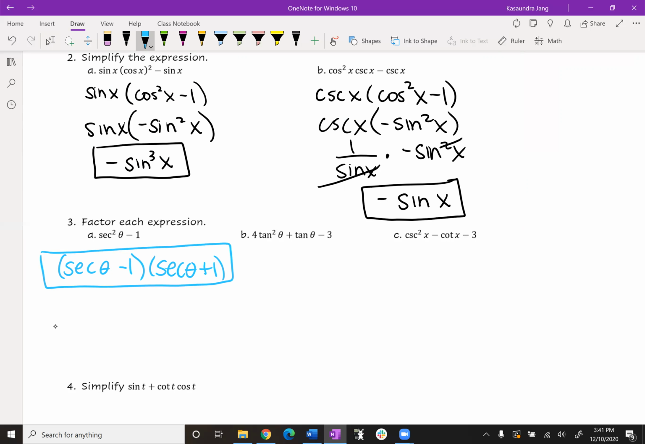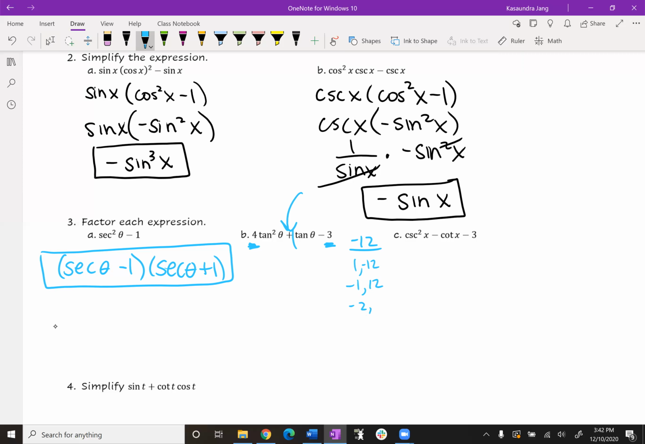Okay. And then on part B here, I'm thinking, all right, let's see, they're both tangents. That's a good sign. I'm probably going to have to do my factor by grouping. This is where I multiply 4 times negative 3, which is negative 12. And let's see if we can figure out anything that multiplies to be negative 12 and then adds up to, this is a positive 1 in front of my tangent. So what multiplies to be negative 12 and adds up to a positive 1? Let's see here. I could have a 1 times negative 12, negative 1 times positive 12. No, none of those add up to 1.